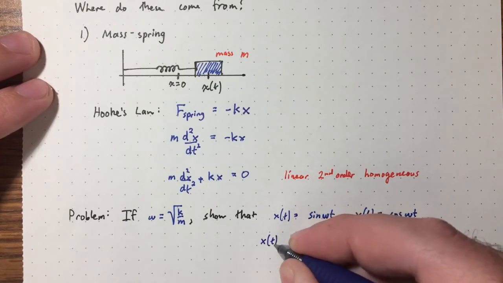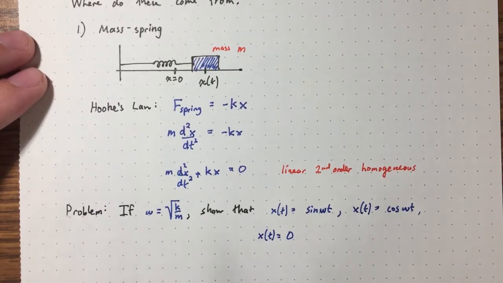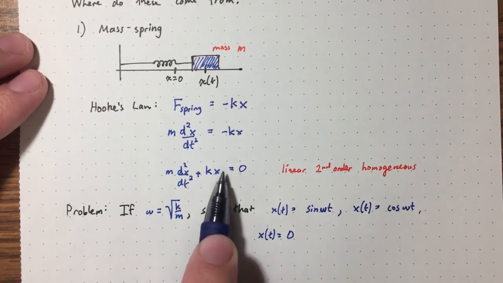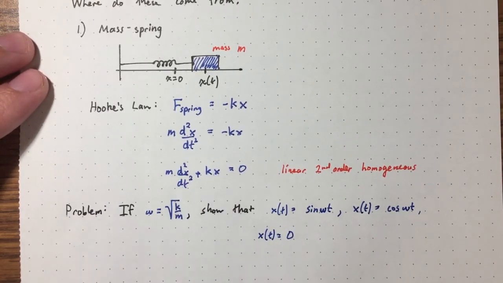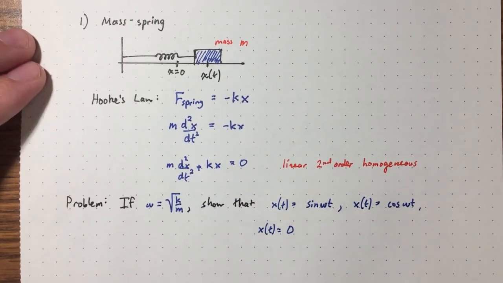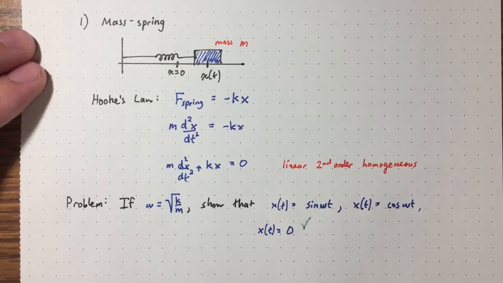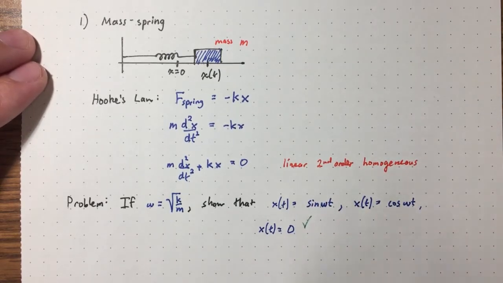X of t could actually just be 0. That one we can just show right now, because if we plug in 0, its second derivative is also 0, so we just get 0 equals 0. So we can actually check that one off. X equals 0.